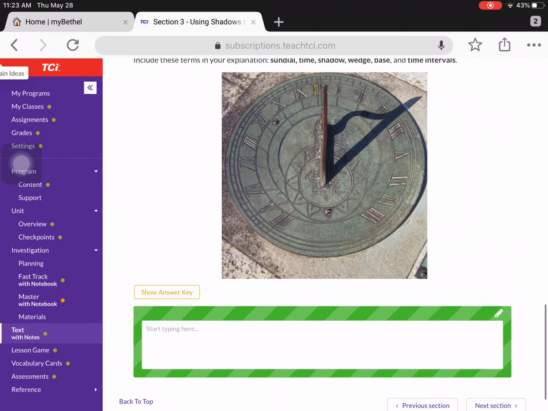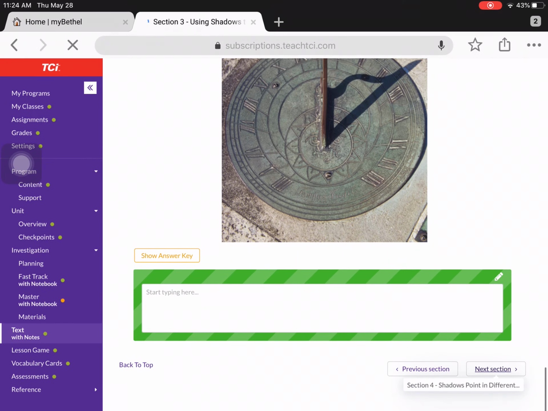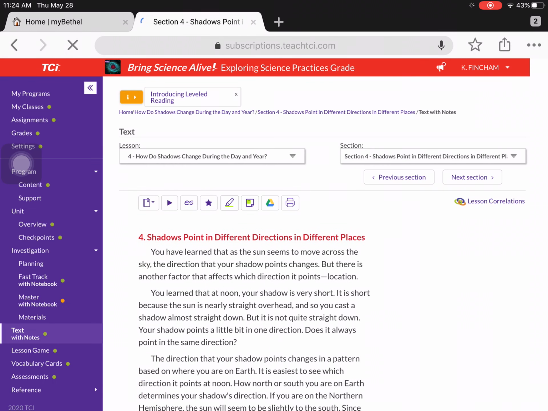And this is something that you guys can do at home. You can even plant a stick in your yard or somewhere near the street and trace the shadow and then come back to it and notice how the shadow moves. Go to page 310 here.